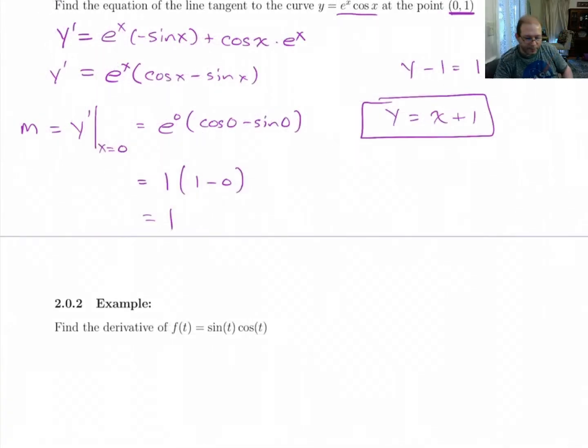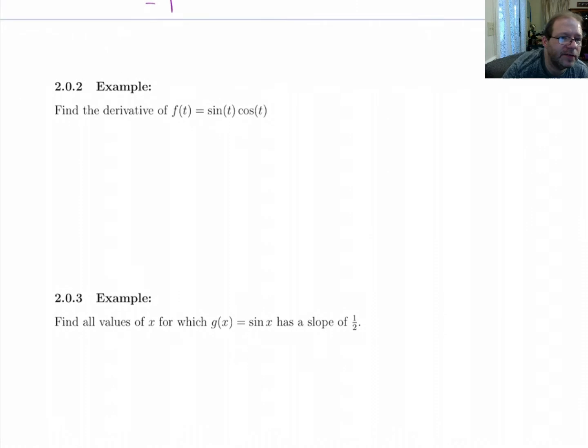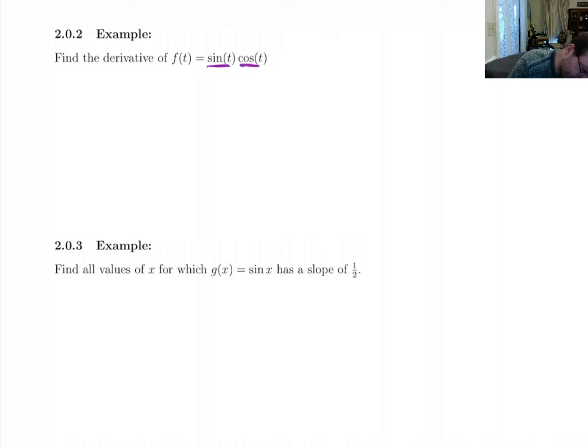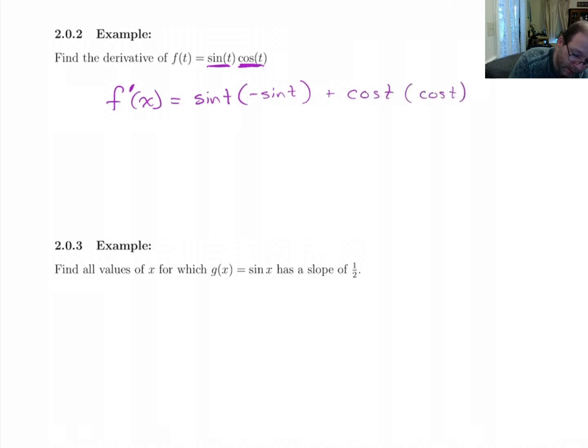All right, let's do the next problem. Find the derivative of this thing. The derivative of this, we got sine for the first and cosine for the second. So f prime of x is first, times derivative of the second, which is minus sine t, plus second, times derivative of the first. So this is minus sine squared t plus cosine squared t. And that's pretty much it.